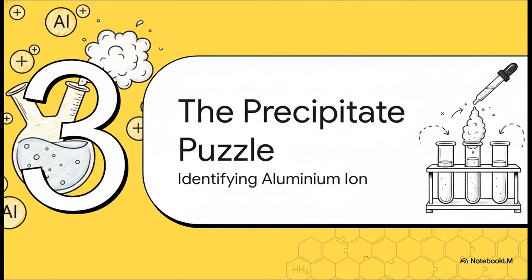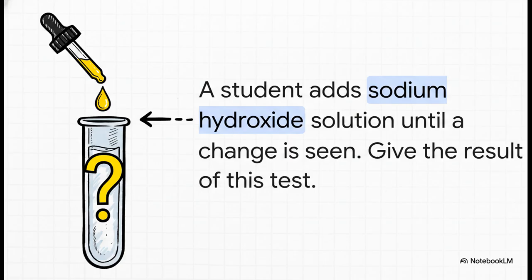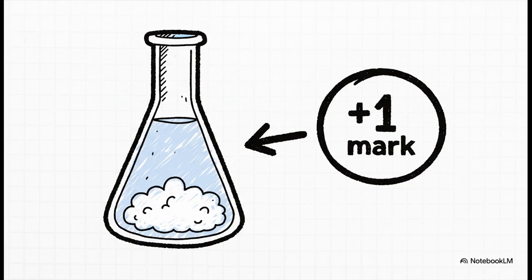Okay, potassium ion found. Now let's move on to the next piece of the puzzle, the aluminum ion, Al3+. And for this one, we're going to need a totally different test. So the question actually helps you out here. It tells you what the student does. They add sodium hydroxide. All you have to do is say what happens next. So, what do you see? You're gonna love this. The answer, for 1 full mark, is just 2 words, white precipitate.